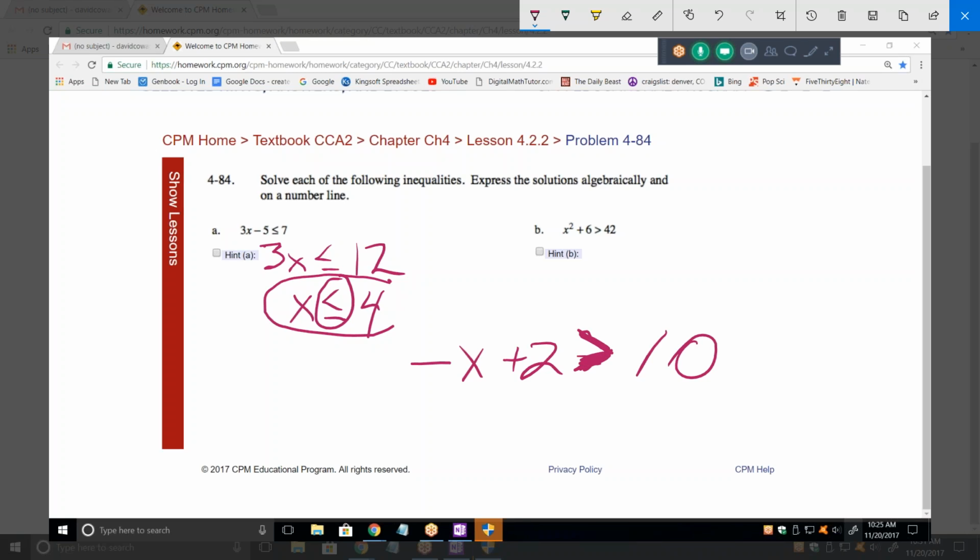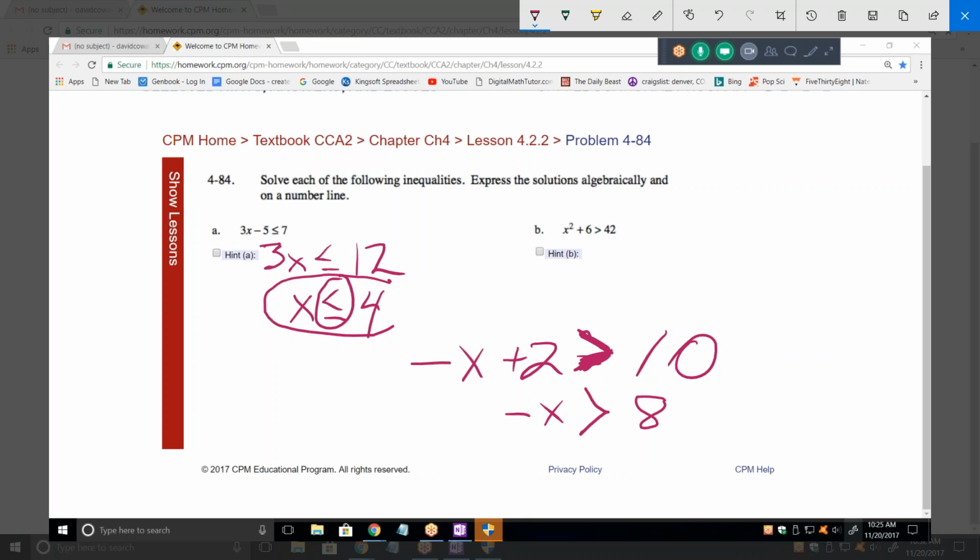So do you subtract 2? So you subtract 2 first. Give me the next line. So negative x is less than 12. Yeah, because all I did was subtract 2. I didn't multiply or divide by a negative number. It's not when you add or subtract numbers. It's when you multiply or divide by a negative number. So the next line is that.